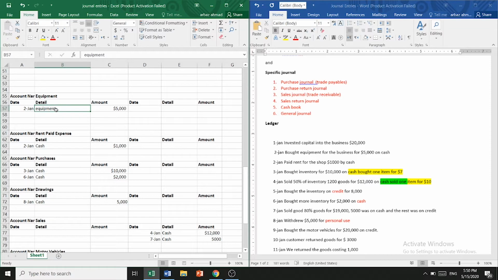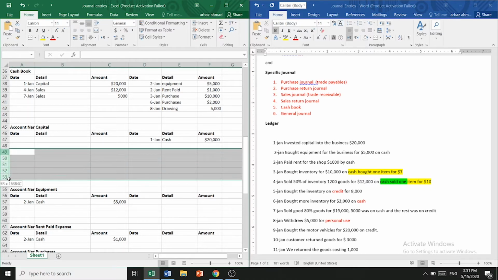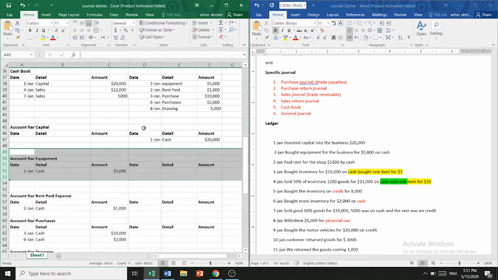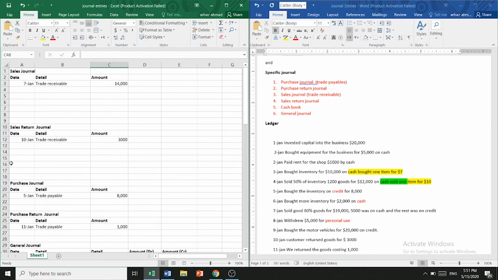Okay, so we bought the equipment. How did we buy it? I think we bought it by cash, so this will be cash as well, and we are going to copy this and paste it over here. Why does it not appear? Just reducing a couple of columns so we can see all of the amounts.